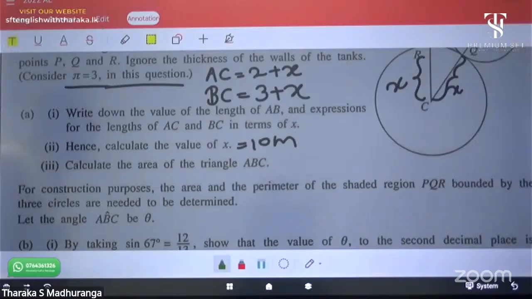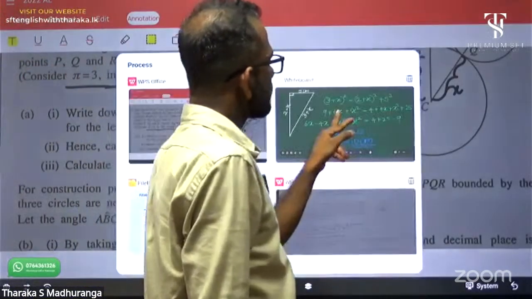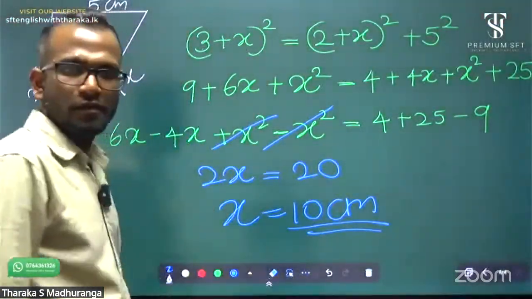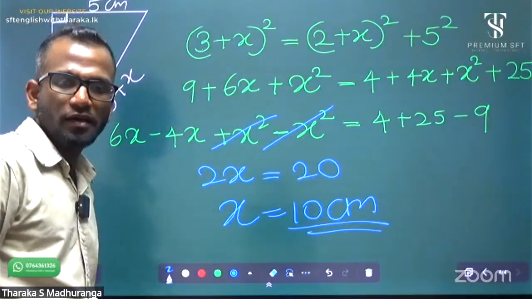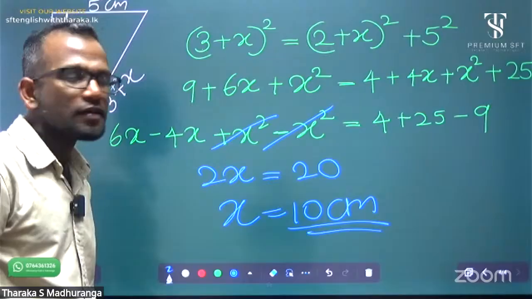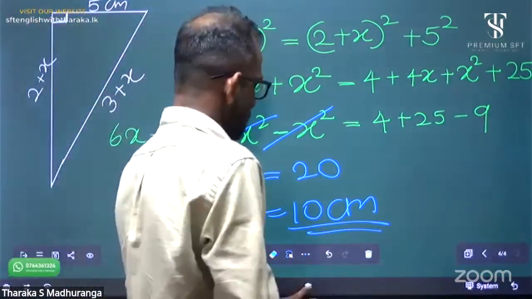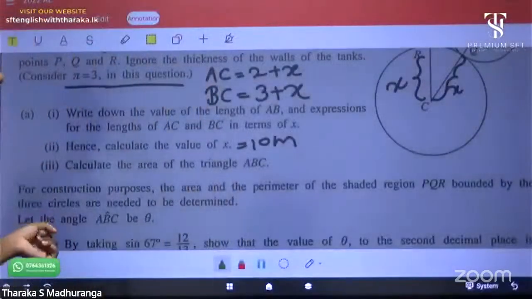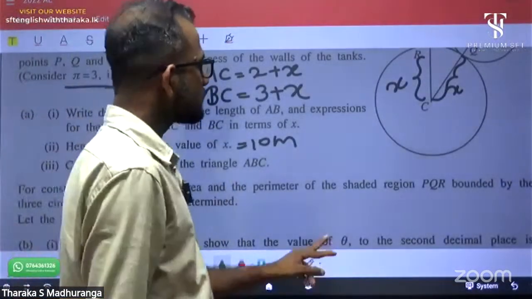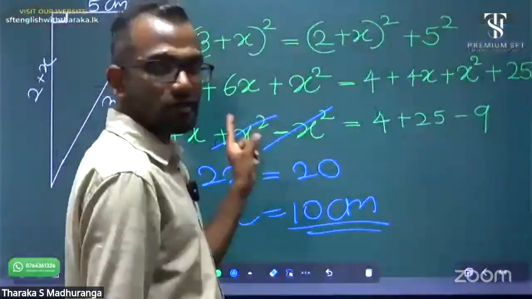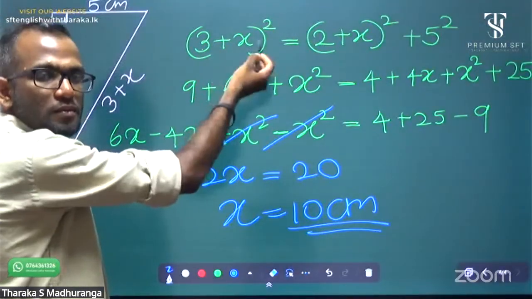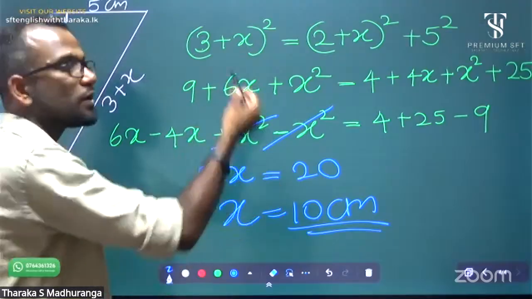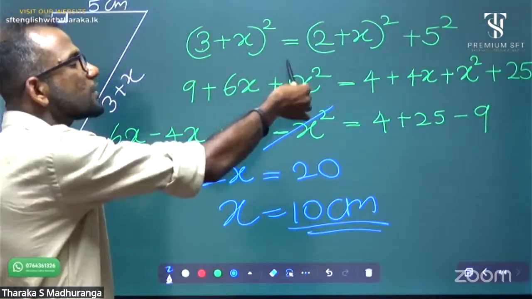No, this is the expanding method, no? It is all level thing, right? What's the name of that? Yeah, remember. Yeah, this is a method. The first term is square. The both terms multiplication into 2, that means 3x into 2, 6x. And the second term is square.